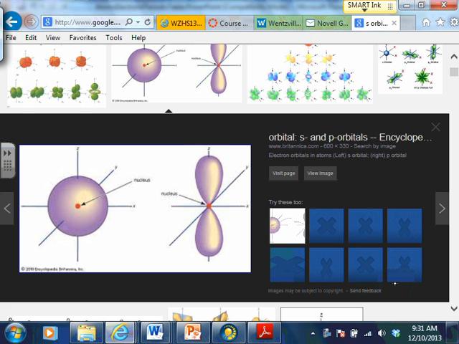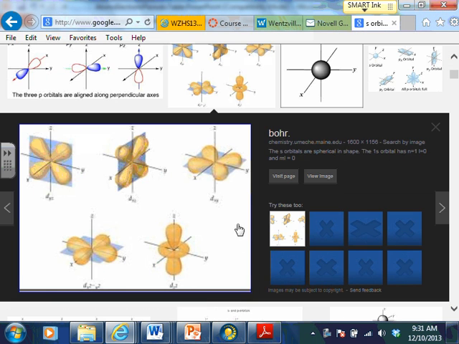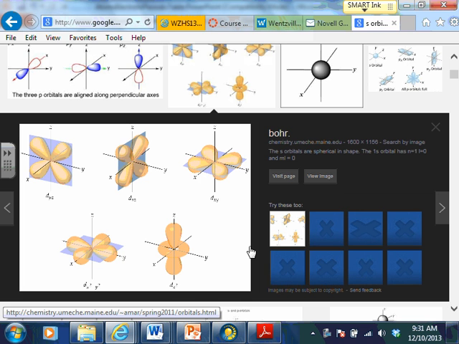The d orbitals. See if I can find a good picture of the d orbitals here. I'm just showing this so that you understand what we mean when I say S, P, D, and F. Okay. This is the d orbitals.